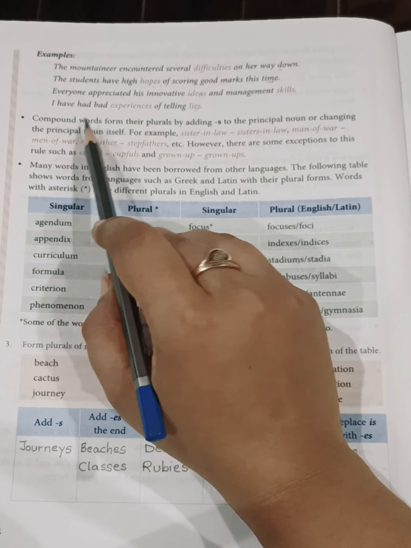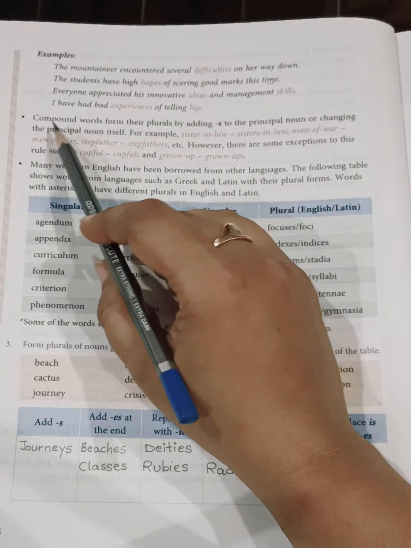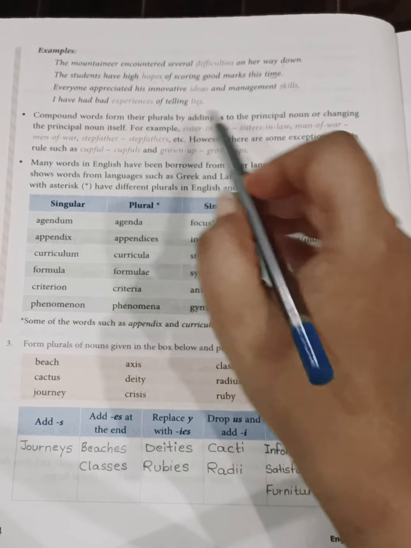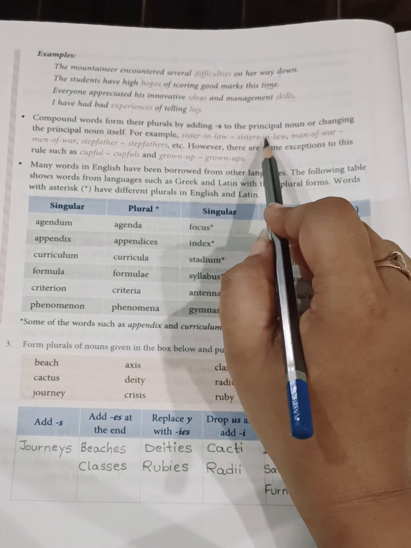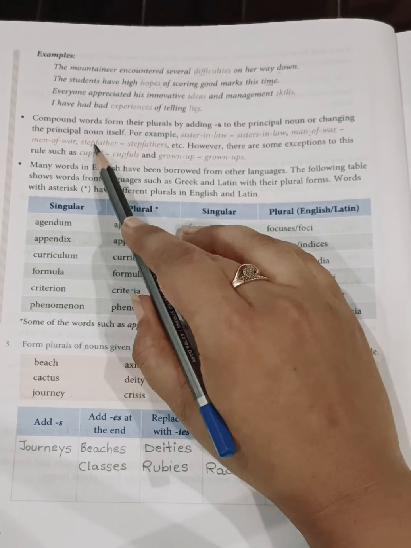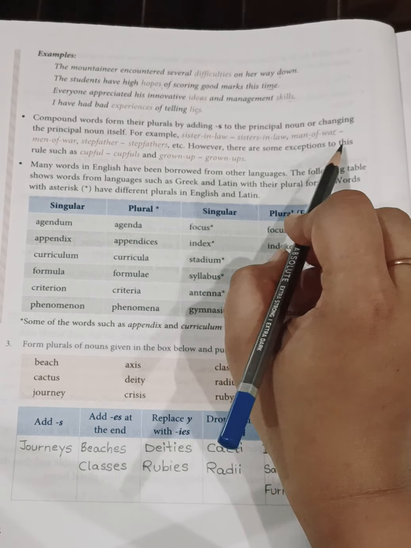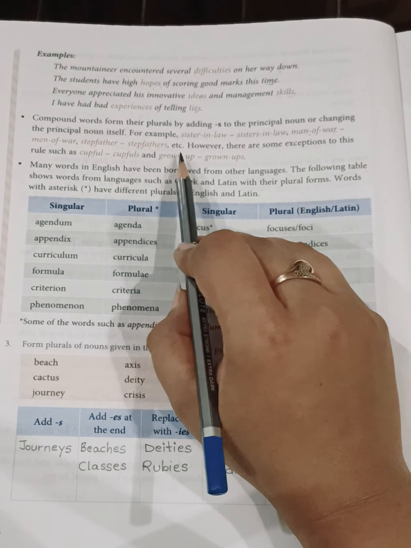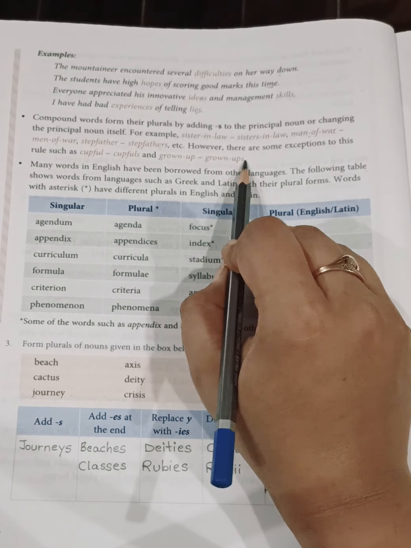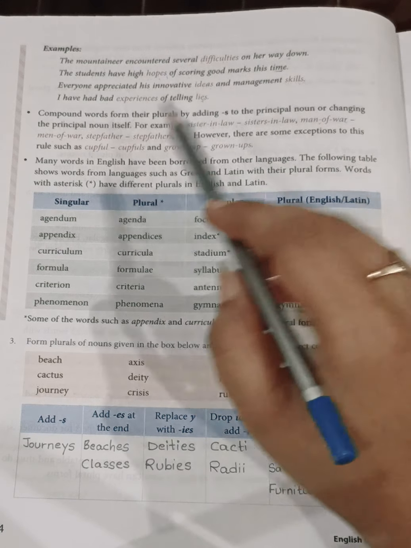Now next, compound words form their plurals by adding s to the principal noun or changing the principal noun itself. Now sister-in-law, it is a compound noun. So sisters-in-law. Man of war, so men of war. Stepfather, stepfathers. However, there are some exceptions to this rule such as cupful, cupfuls, grown up, grown ups. So, this way we form plurals of compound nouns also.